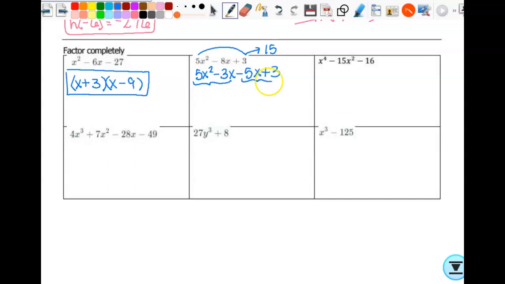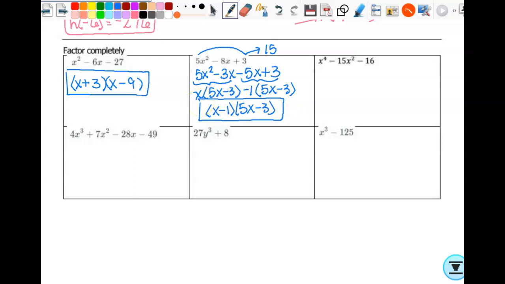I'm going to factor by grouping. So I can factor out an x. That leaves me with 5x minus 3. Out of these two, I can factor out a negative 1. That leaves me with 5x minus 3. Gives me x minus 1 times 5x minus 3. And that's it. I'm done.